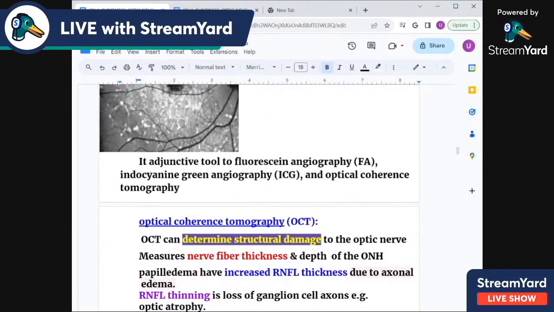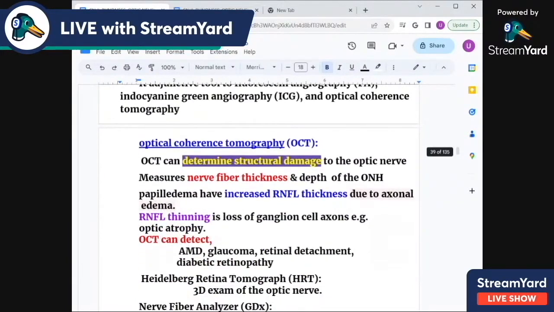Then comes optical coherence tomography. It determines the structural damage. It detects thickening of the retinal nerve fiber layer, RNFL. How is the retinal nerve fiber layer thickness in papilledema? The thickness is increased. Retinal nerve fiber layer thickness is increased in papilledema, whereas it's decreased in neuritis or other conditions.